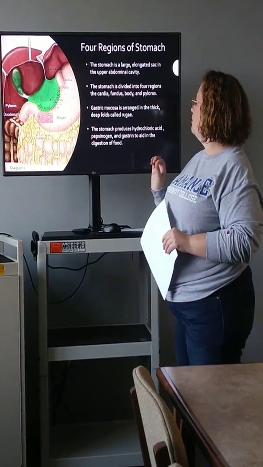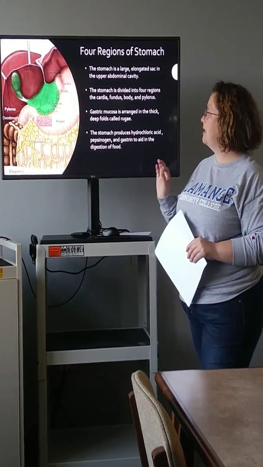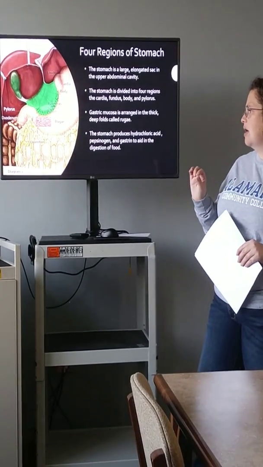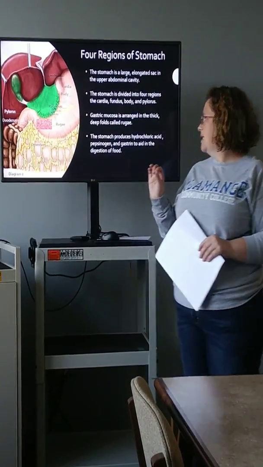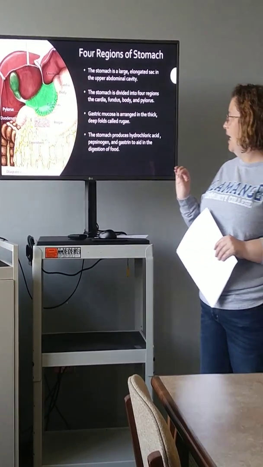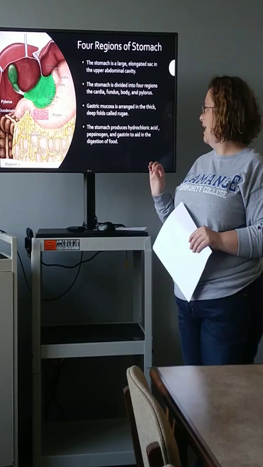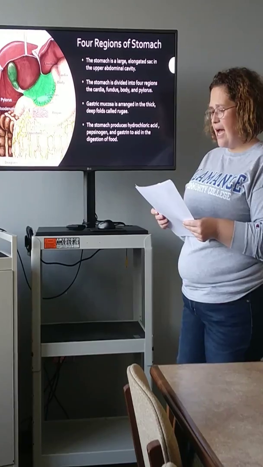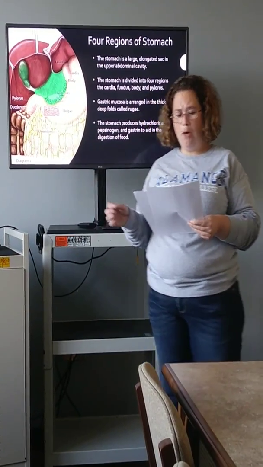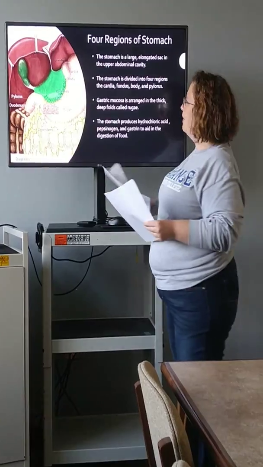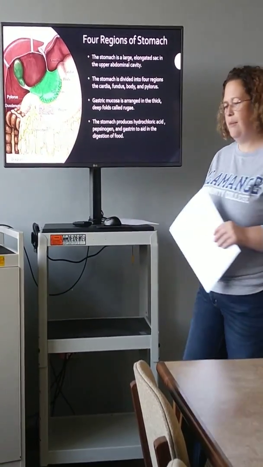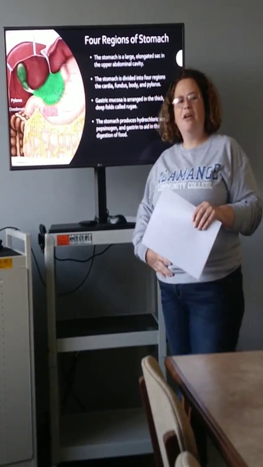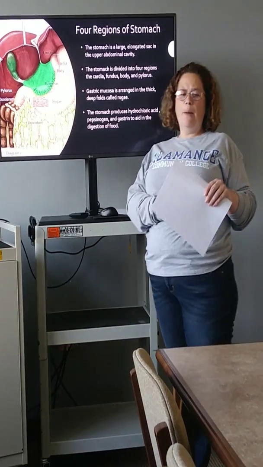Gastric mucosa is arranged in thick, deep folds called rugae. The stomach produces hydrochloric acid, pepsin, and gastrin to aid in the digestion of foods. Now in diagram 2, I got this from kenhub.com, which has a professor who actually studies the stomach. A lot of people nowadays go, oh, my stomach hurts. They're actually holding their intestines. Your stomach is up under your liver.